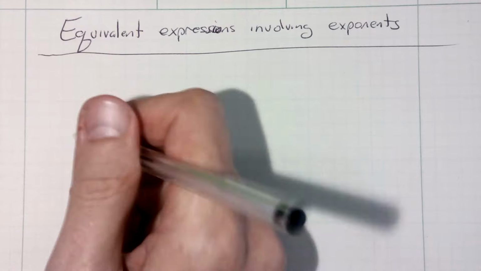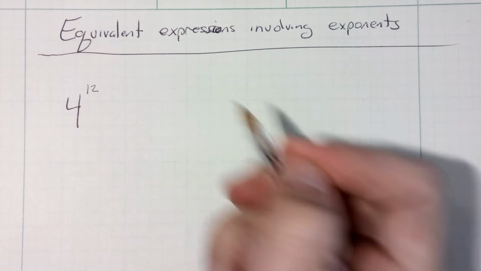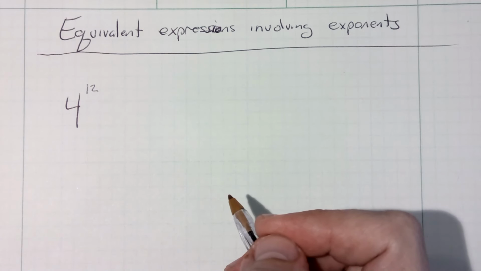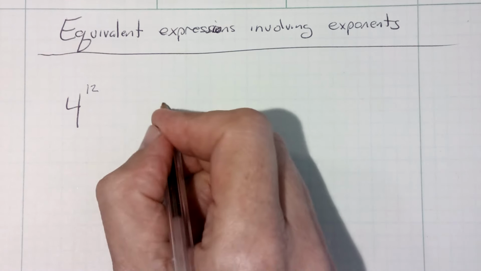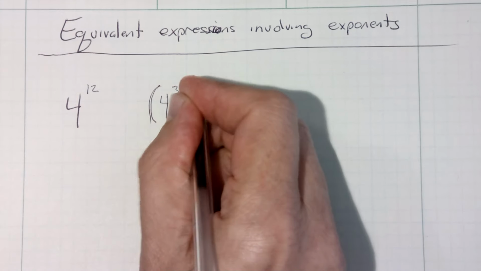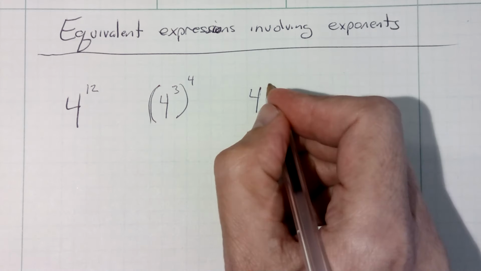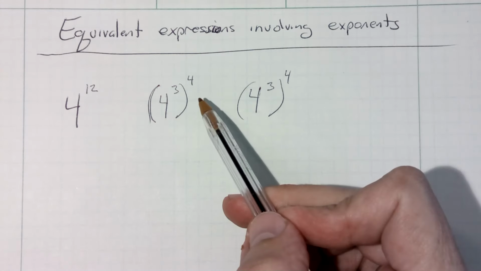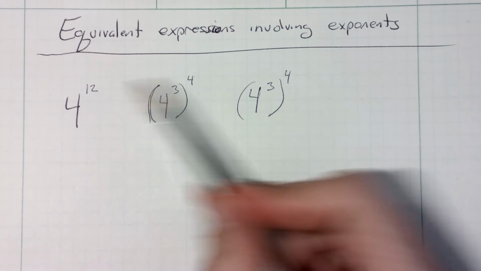Let's say we had 4 raised to the 12th power. How many different ways could we write 4 raised to the 12th power? Well, there are a lot of different ways. We could actually see it as 4 to the 3rd power in parentheses raised to the 4th power. There's nothing wrong with swapping the position of these two, 4 to the 4th power raised to the 3rd power. Because remember, by our power rule of exponents, we multiply those two together. 3 times 4 is 12, no matter which way we do it.